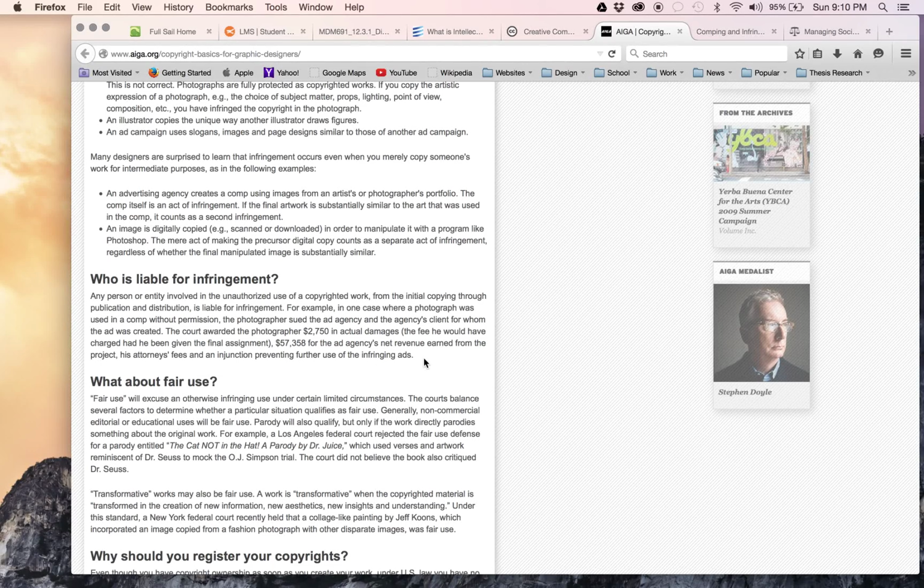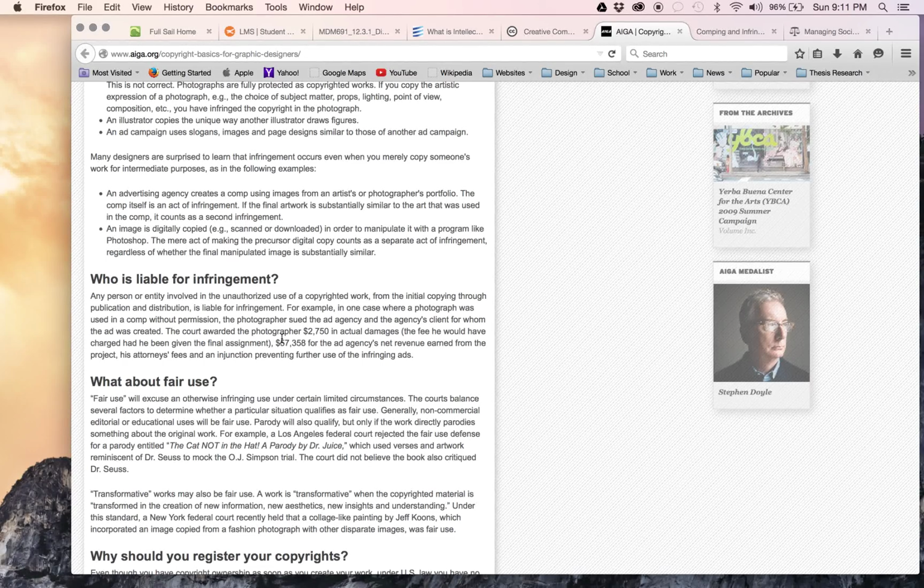I know that sounds very strange, but it's a paraphrase with actual direct quotes from a specific person, and it's also on another website. And I did speak briefly about this to the professor just to see Professor Cleveland's opinion on it. And the thing that I came up with, if we read through here, for example, in one case where a photograph was used in a comp without permission, the photographer sued the ad agency and the agency's client for whom the ad was created. Now all of this is paraphrased, but who said it?